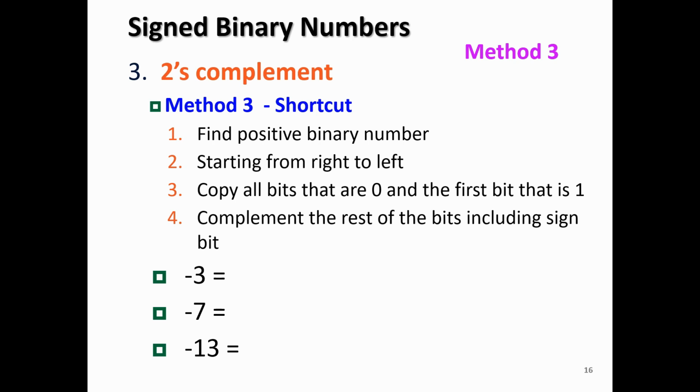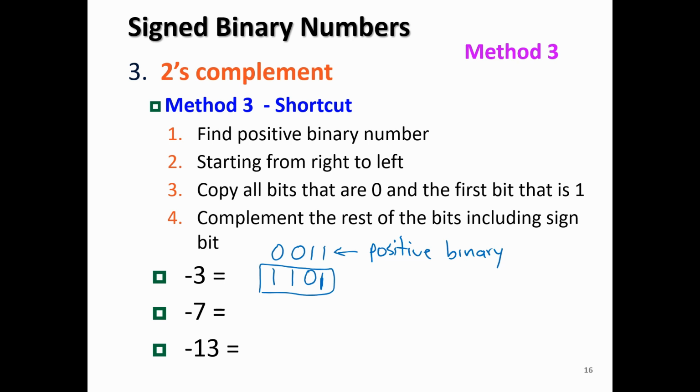So for example, for negative 3, we said that 0011 is a positive 3. We start with a positive binary number. Starting from right to left, I'm going to copy all the bits that are 0 and the first bit that is a 1. So here the first bit is already a 1, so I'm going to copy that one, and then the rest of the bits I'm going to complement. So 011. And that will be our 2's complement binary number. And remember, we're starting from the positive binary number. What about a negative 7?